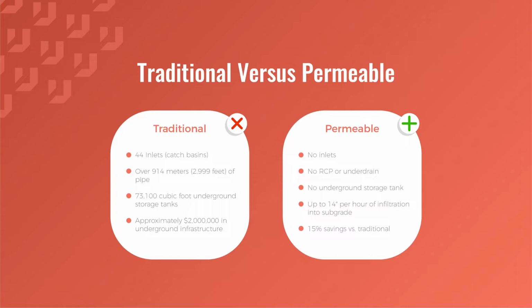By implementing a permeable unit paving system, no extra infrastructure in the form of 44 inlets, over 3,000 linear feet of pipe, and a storage tank was necessary. Also, by exchanging a traditional stormwater system with a permeable unit paving system, there is an approximate savings of $2 million in underground infrastructure. The resulting permeable unit paving installation had no inlets, no concrete pipe, or storage tank, which led to an approximate cost savings of 15% versus traditional rainwater mitigation methods.